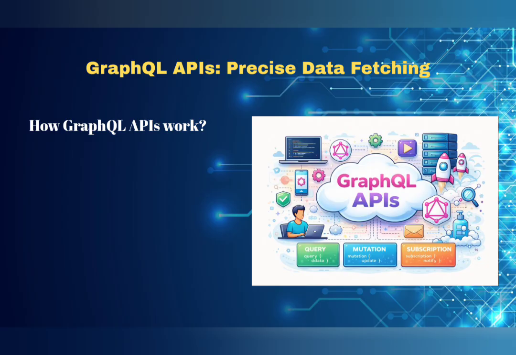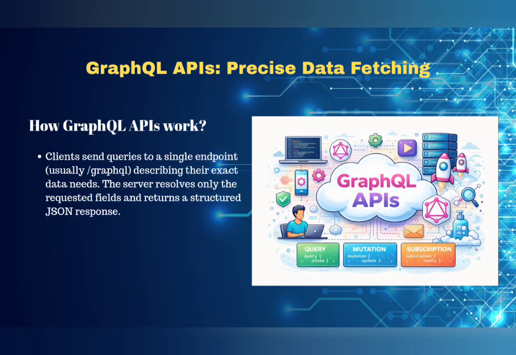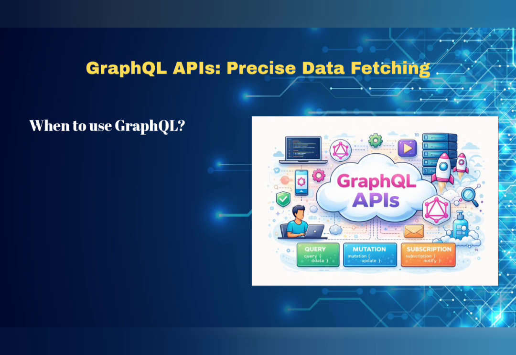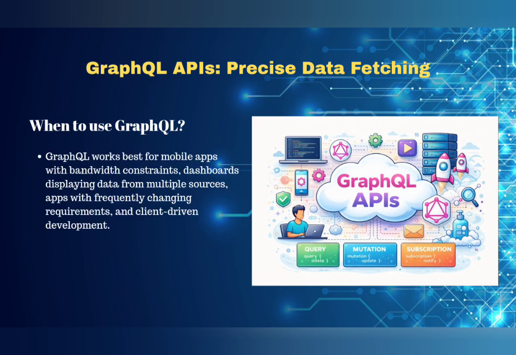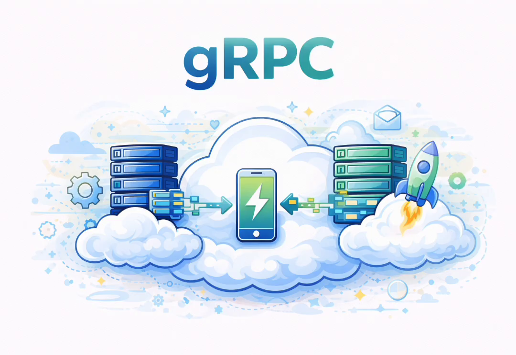How does GraphQL work? Clients send queries to a single endpoint describing their exact data needs. The server resolves only the requested fields and returns a structured JSON response. So, when to use GraphQL? GraphQL works best for mobile apps with bandwidth constraints, dashboards displaying data from multiple sources, apps with frequently changing requirements, and client-driven development.